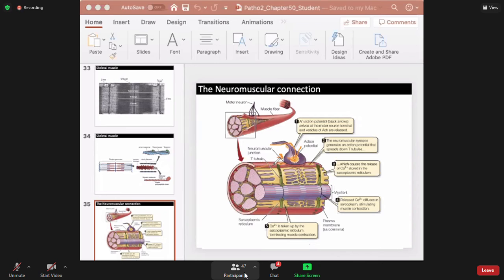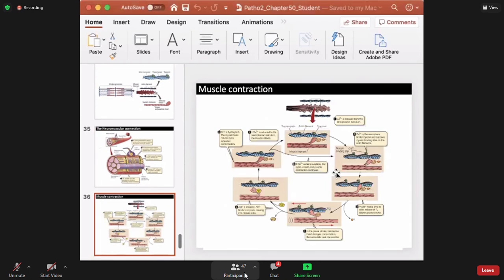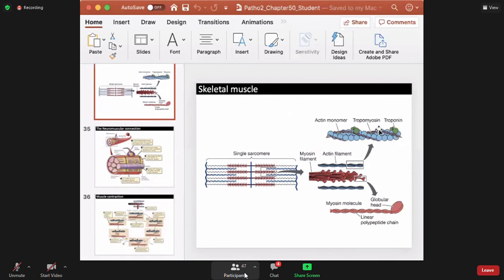Now that membrane invaginates into the cell in an area known as the T-tubule, so that when the action potential travels down the plasma membrane into this T-tubule, it causes calcium gates to fly open, and the calcium that's stored in the sarcoplasmic reticulum is released into the cytoplasm. And that's great because once calcium is released, it's going to bind to troponin, and troponin is going to move tropomyosin out of the way.